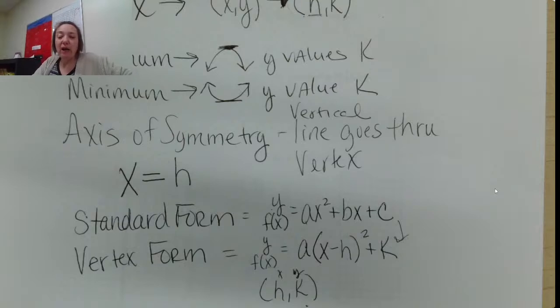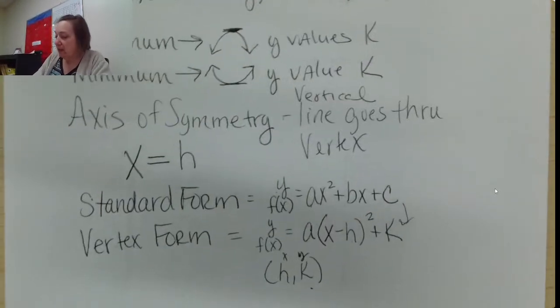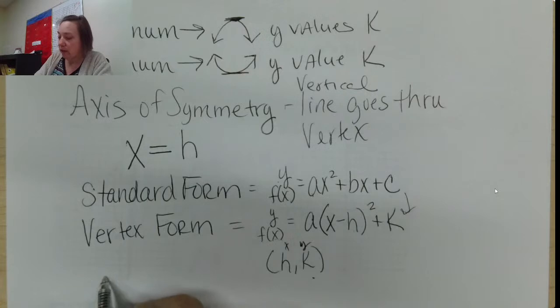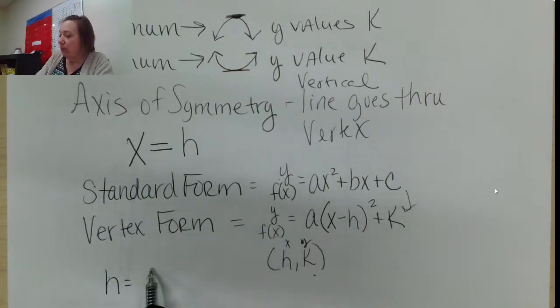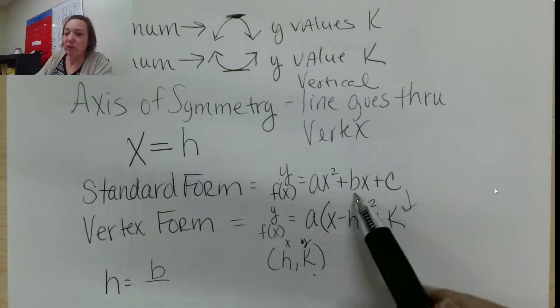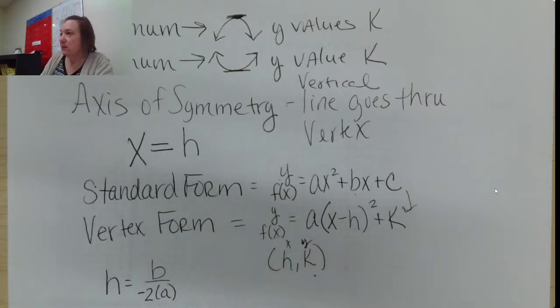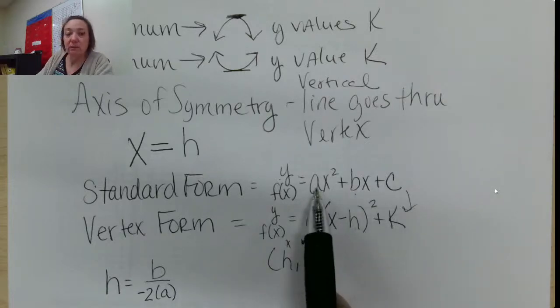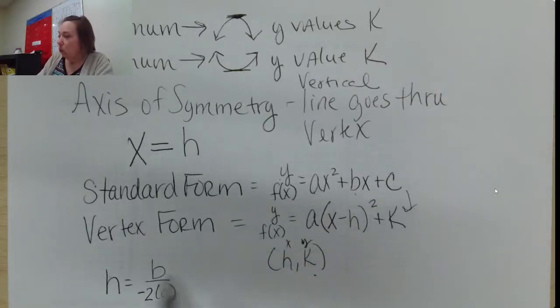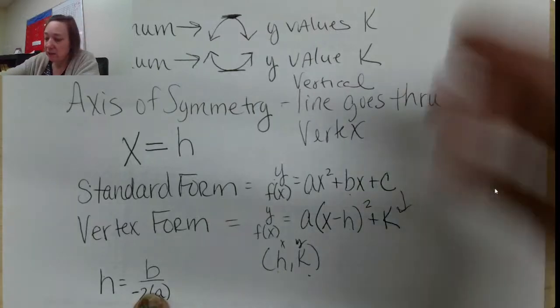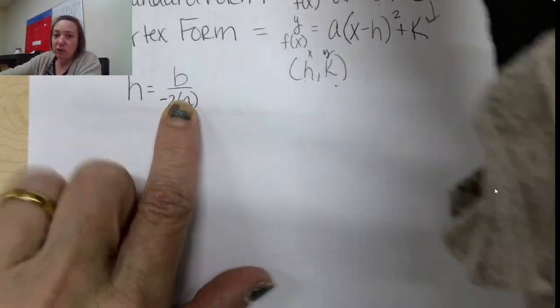Okay, so here's what we have to do. First, we're going to find our h value of our vertex. So to find our h value of our vertex, we're going to take whatever b is, and by b I mean whatever this value is, and we're going to divide that by negative 2 times whatever our a value is. Okay, so whatever that number is. And then, once we find that h, we're going to take that value, because remember, that's just your x from your vertex. That's all that is, right?